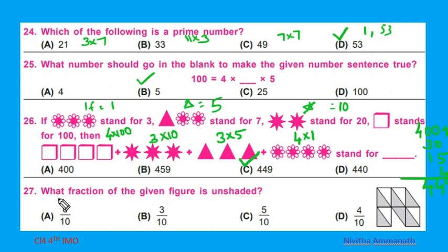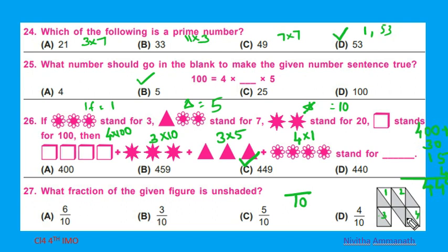Next one, what fraction of the given figure is unshaded? Here unshaded part is 1, 2, 3, 4. Only 4 parts. Shaded part is 1, 2, 3, 4, 5, 6 more. That is total parts is 10. So total parts 10.